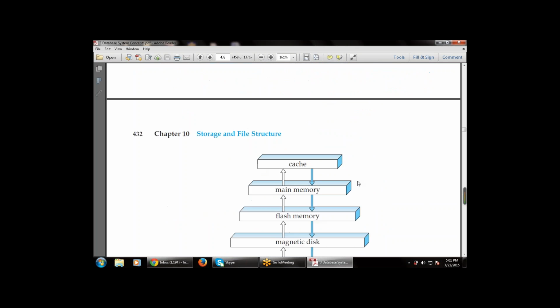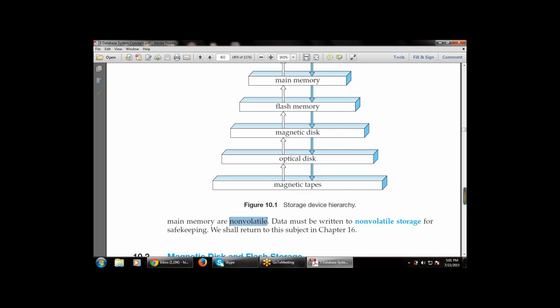Whereas the storage systems that are available are non-volatile memory. The data must be written to the non-volatile storage for safekeeping. For example, on a pen drive we can store the data for safekeeping. Suppose my system has been formatted, we can retrieve the data from the pen drive. That is also a backup. That is also a non-volatile storage.